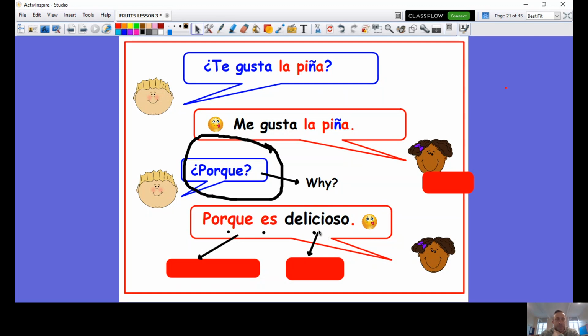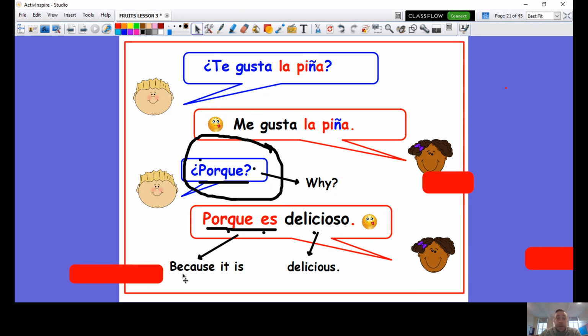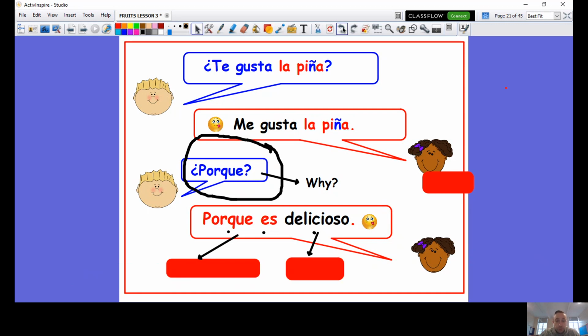Delicioso. Really looks familiar. What does that mean? It means delicious. Porque es. Hold on. Doesn't porque mean why? But it only means why when it's a question. And there's no question here. So what does porque es mean? That's right. Well done. It means because it is delicious. Wow. You've got great memories.